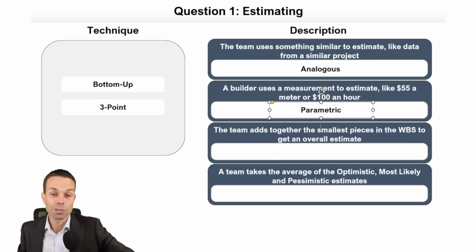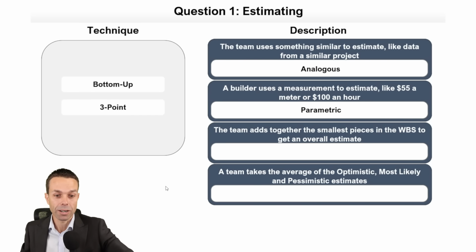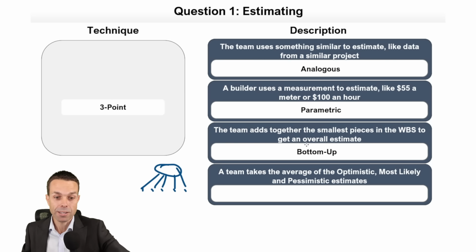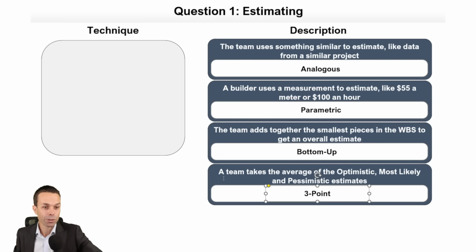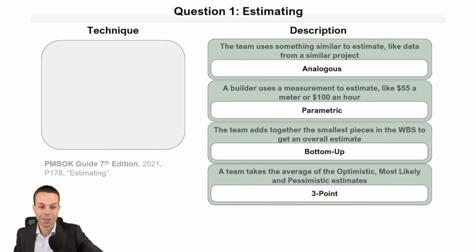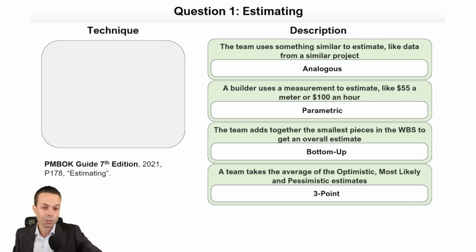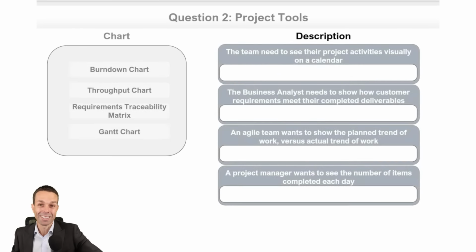The team adds together the smallest pieces in the work breakdown structure. So they've got all of their work packages and they add all of those together to get the overall estimate. That is our bottom-up estimating. And if a team takes the average of the optimistic, most likely, and pessimistic estimates, that is an average of 3 points. So it's our 3-point estimating. Now let's quickly check those and see how we went. And there we go. In the PMBOK Guide 7th edition from 2021, page 178, under estimating, if you want to check that out for yourself. How did you guys go with that very first one? Let's get into the next one.